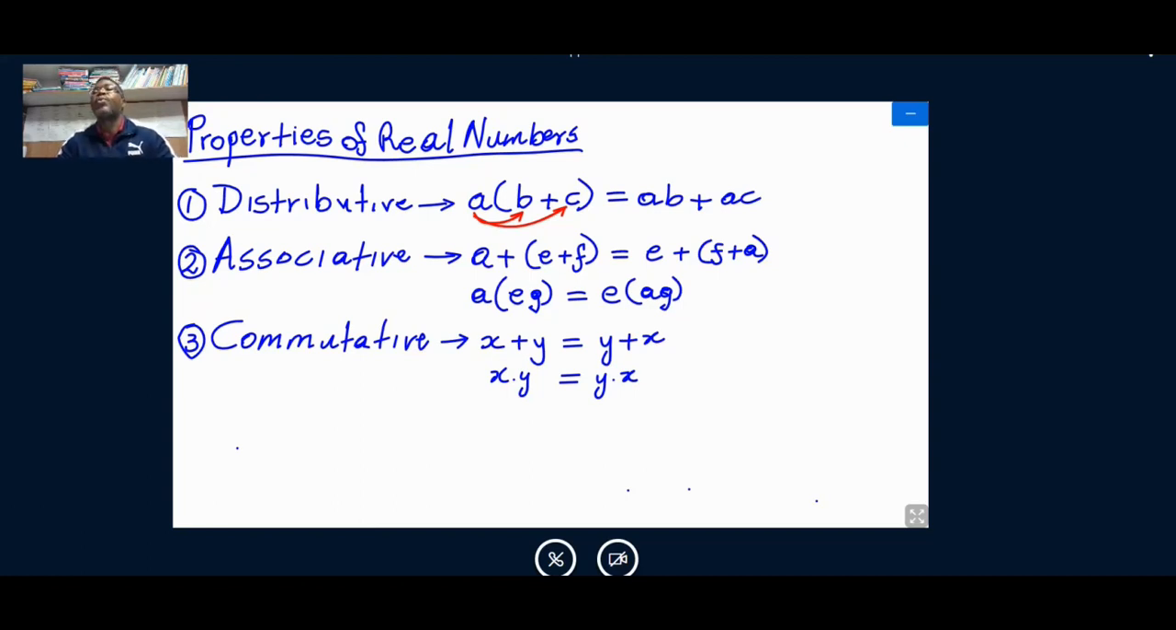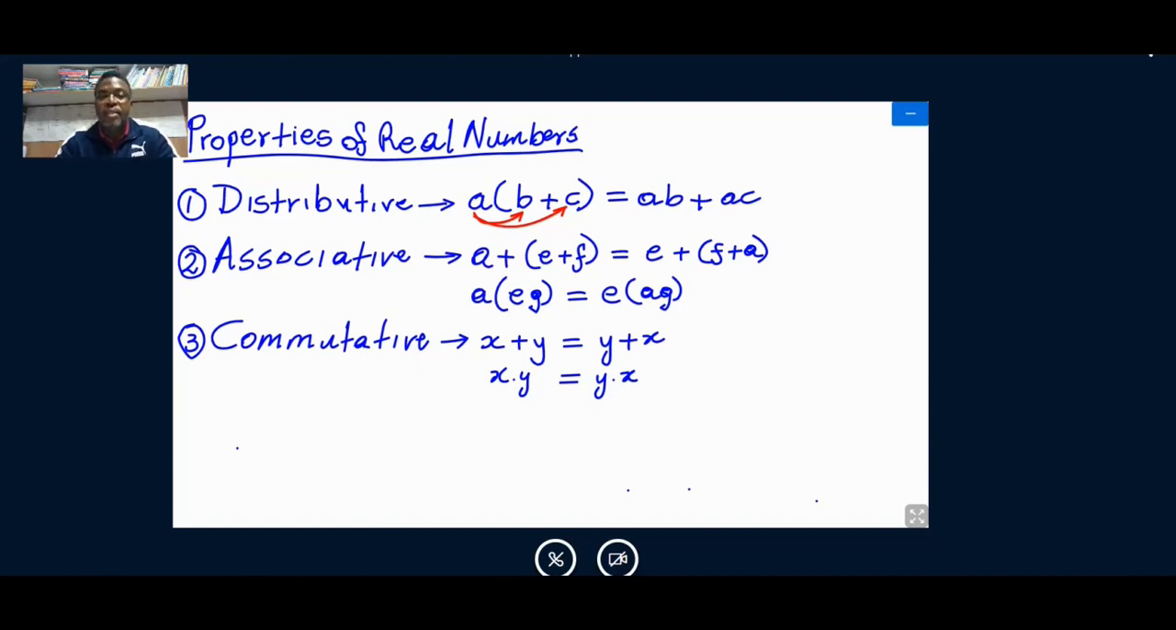Number 2, we have an associative property. Here we are talking about the addition and the multiplication of 3 numbers. And we are saying the order does not matter at all. I have given you the examples there. This is what you must know. It is your work, it's your assignment to assign values to these variables and put whatever number you like. You'll see what's going to happen.